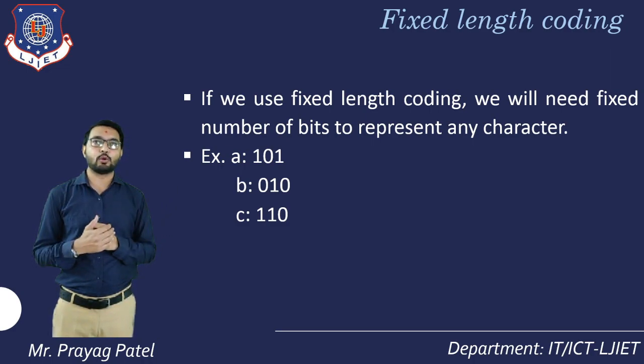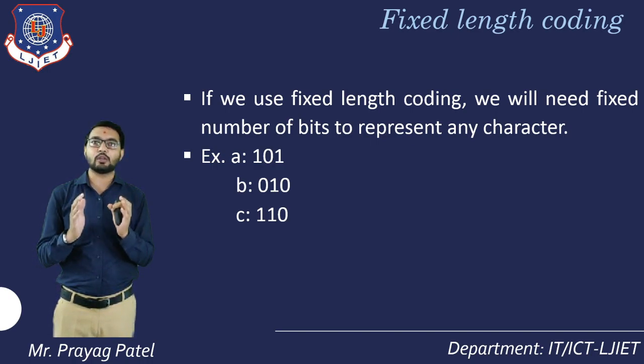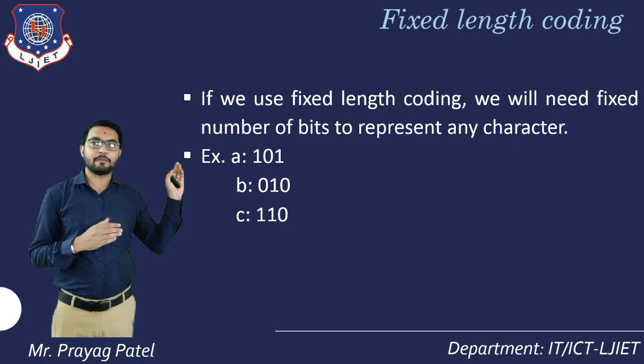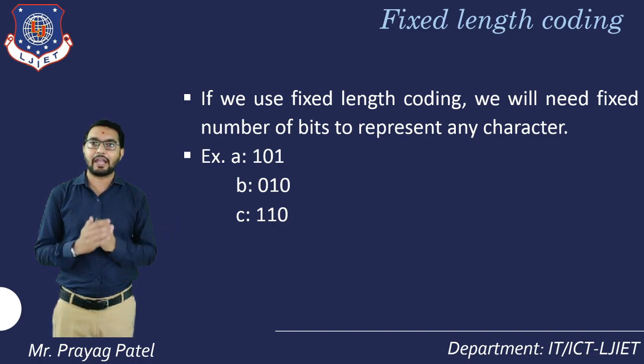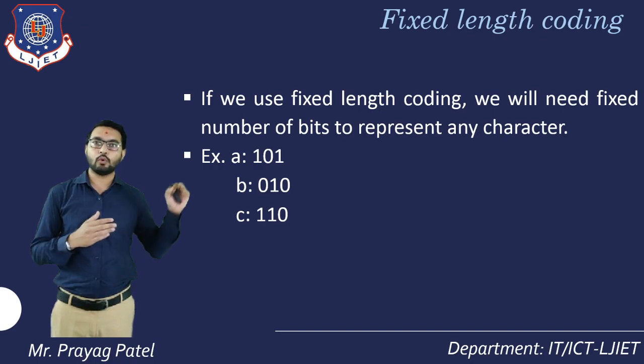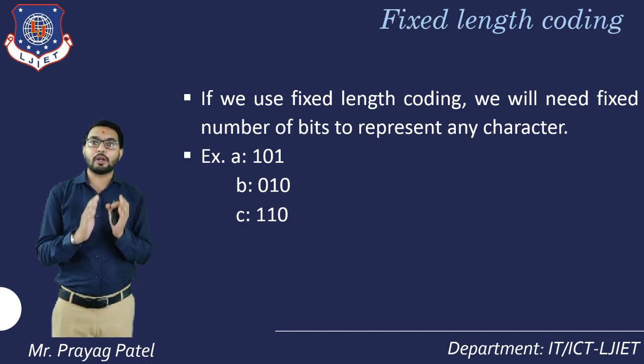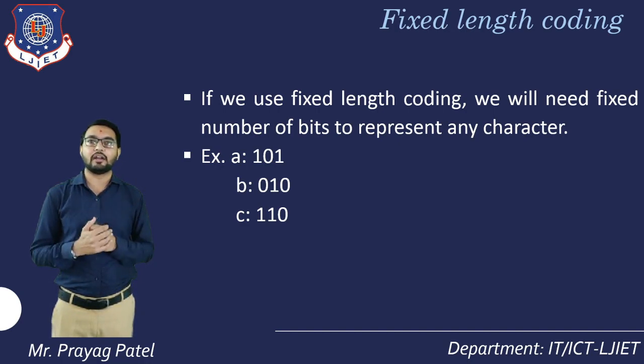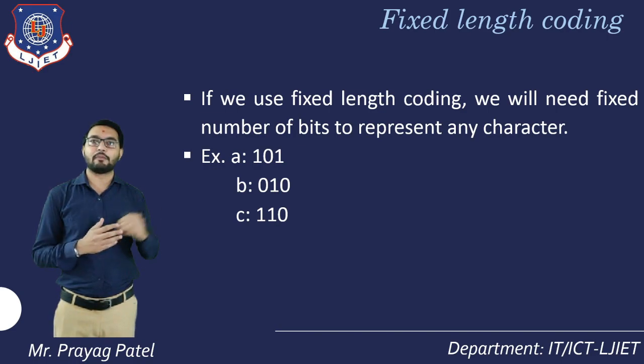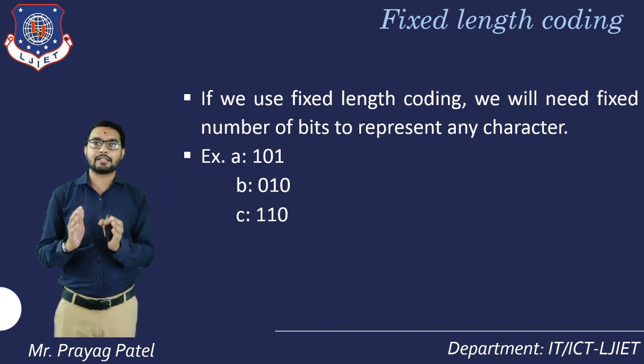If we use fixed length coding, we will need a fixed number of bits to represent any character. Means in fixed length coding, each and every character's code length is the same. So here consider, for example, code for character A equal to 101, code for character B equal to 010, code for character C equal to 110. Means for A, B and C, three characters, there are the same number of digits for each and every character representation. So here consider a three digit number for A, B and C. It's called the fixed length encoding.